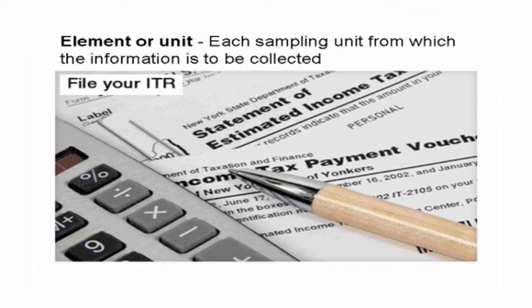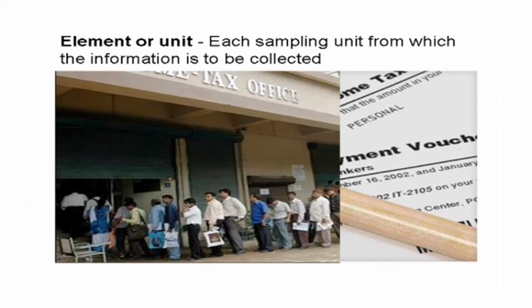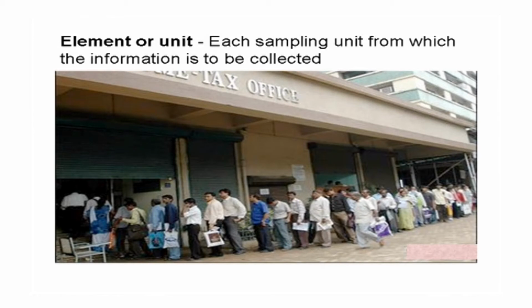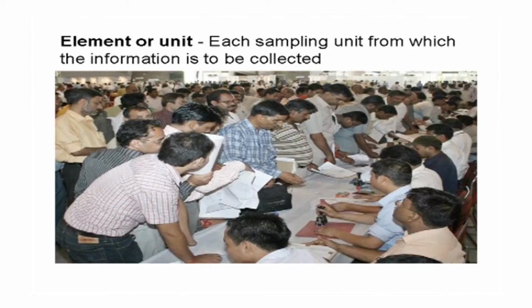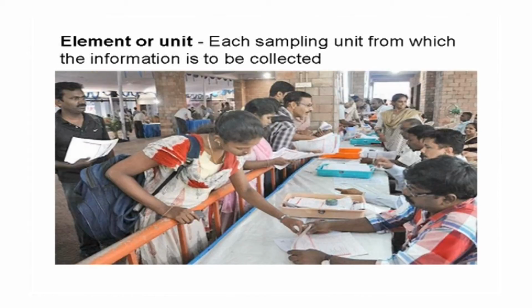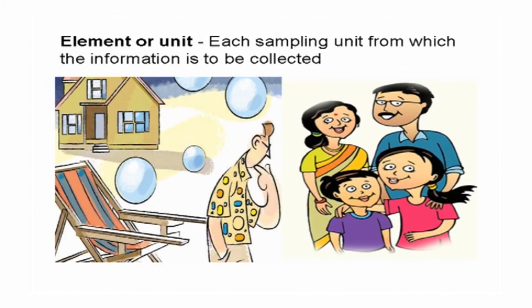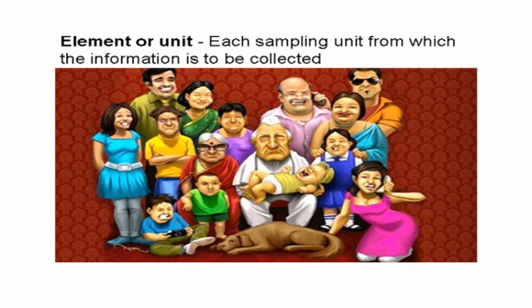The fourth one is element or unit. Each sampling unit from which the information is to be collected is called the element. It could be an individual or an institution. In a study on taxpayers, each taxpayer is considered to be a unit. At the same time, in a study in which information pertaining to the whole family has to be collected, each household is considered to be a unit.